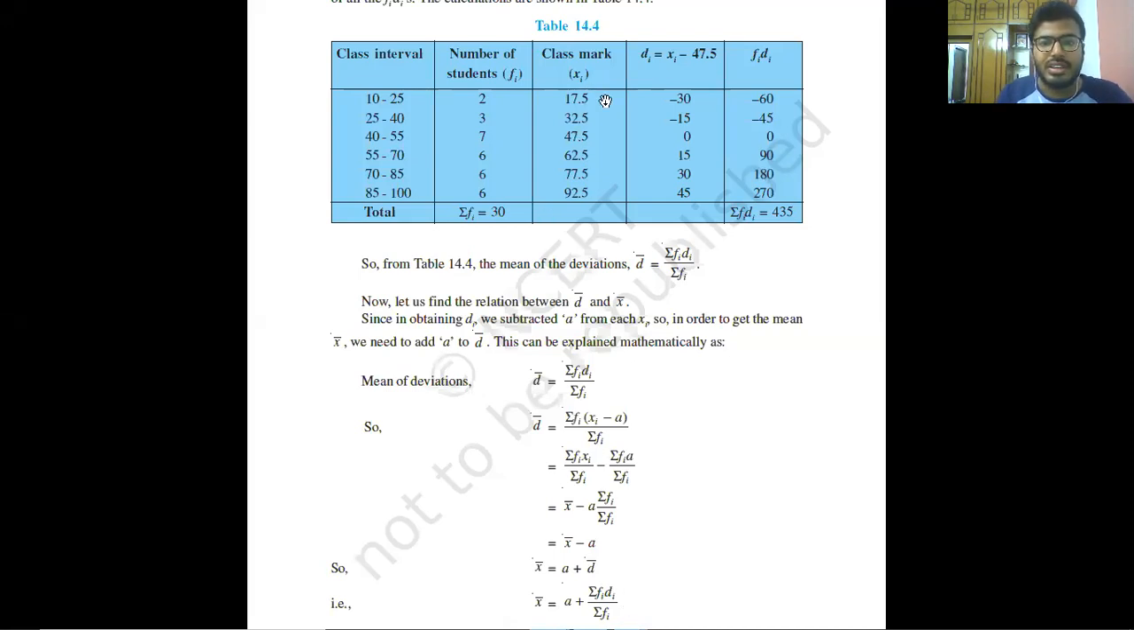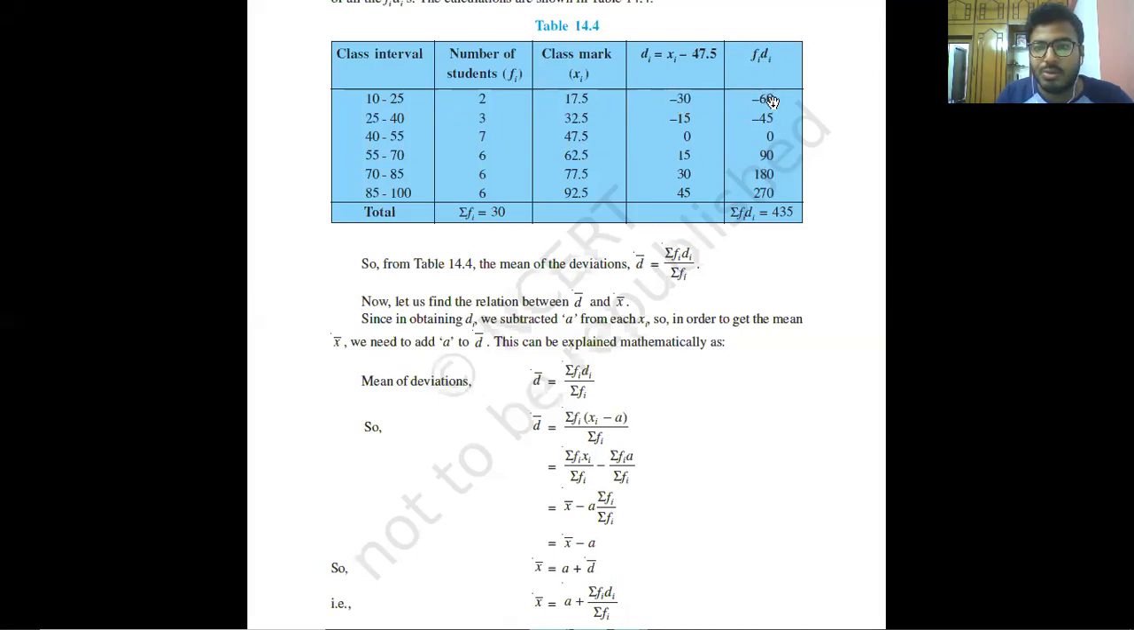So we are discussing here how you got di. You may have understood, 47.5 you are taking as A, and then you are subtracting it from xi, meaning 17.5 minus 47.5, getting the di. Now the next thing is, you have to find out fi di. Remember the form, the table is more important. Fi di: fi is 2 and di is 30.